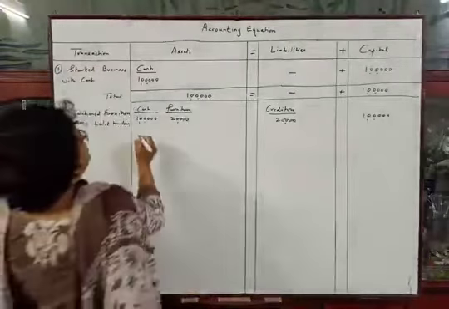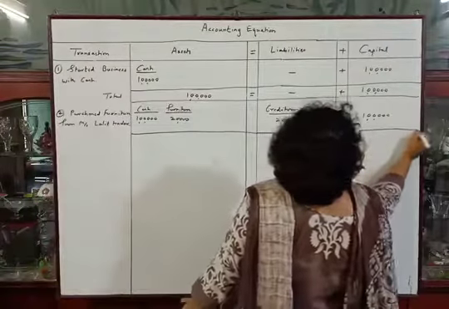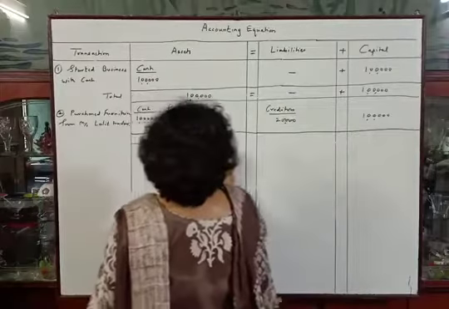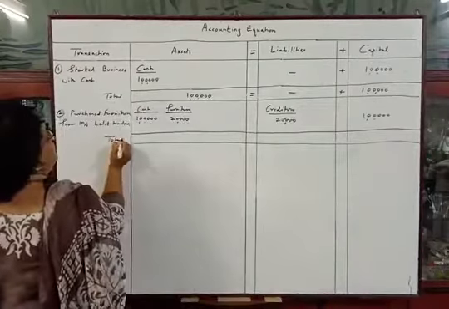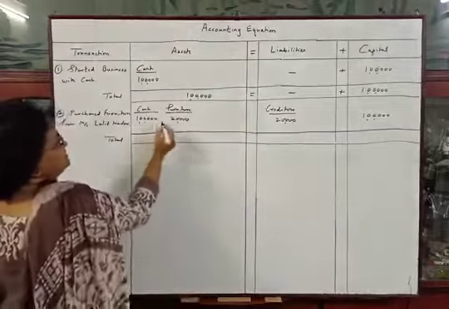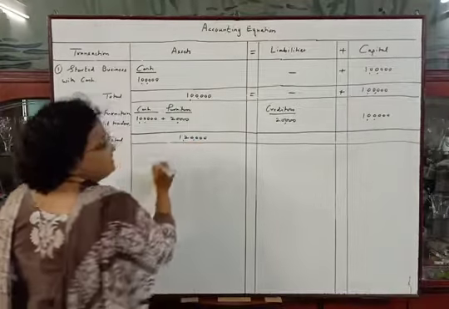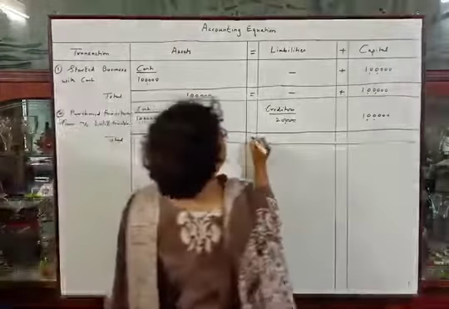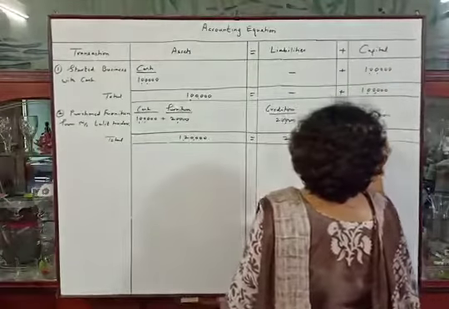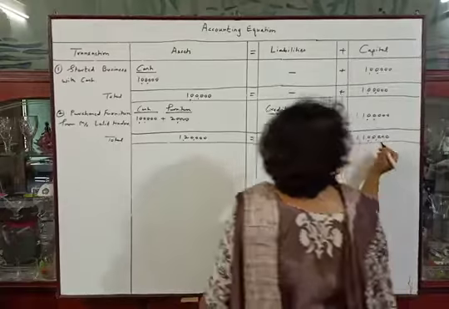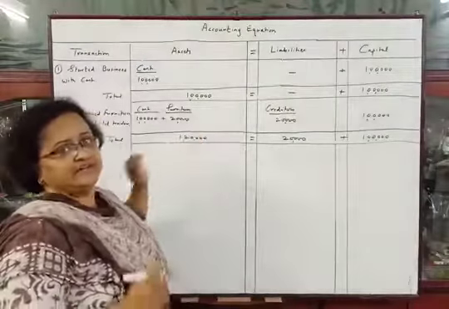So now let's tally after the second transaction. Total of asset side is rupees 1 lakh plus 20,000, means total assets are of rupees 1 lakh 20,000 is equal to creditors 20,000 plus capital is 1 lakh. So 1 lakh plus 20,000 means 1 lakh 20,000 is equal to 1 lakh 20,000.